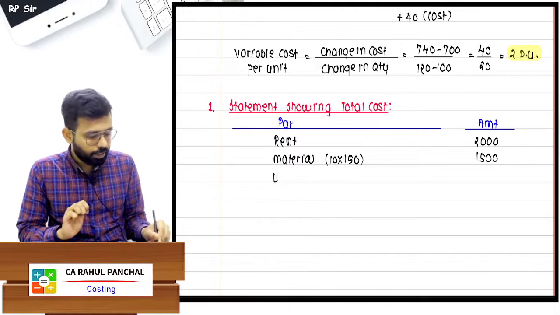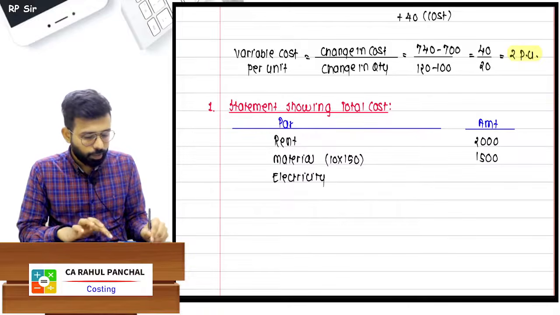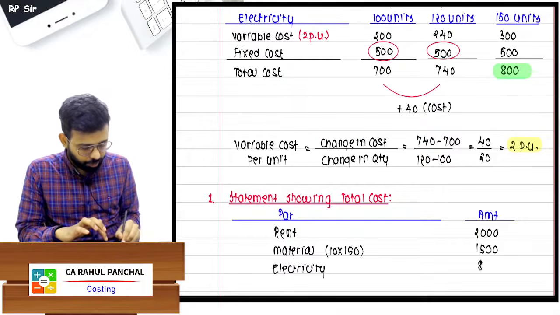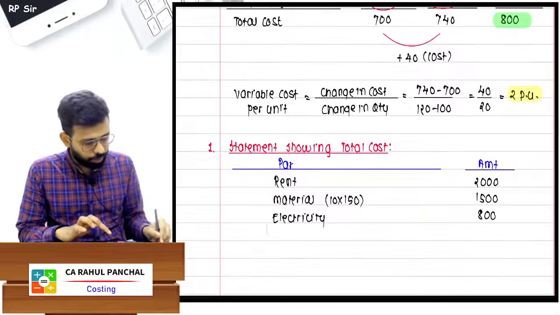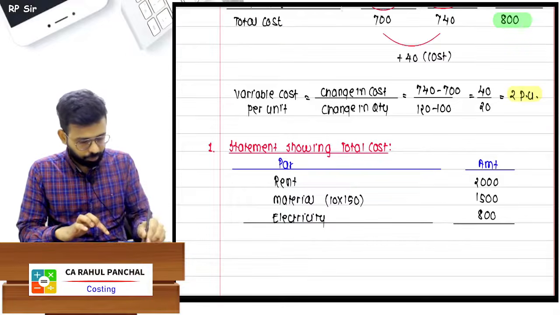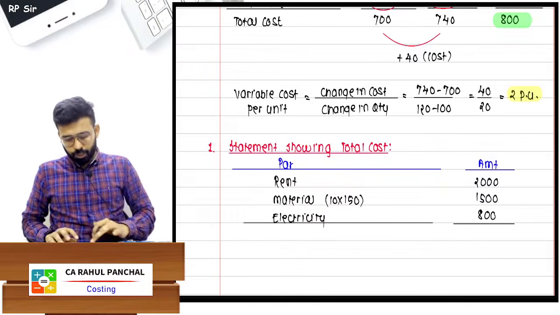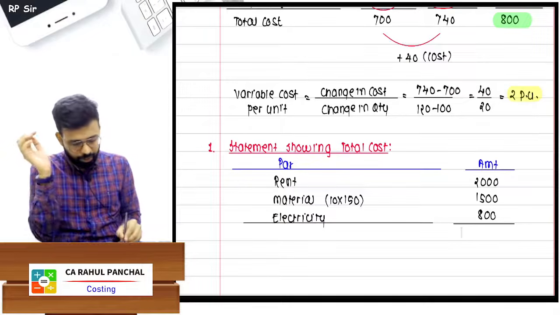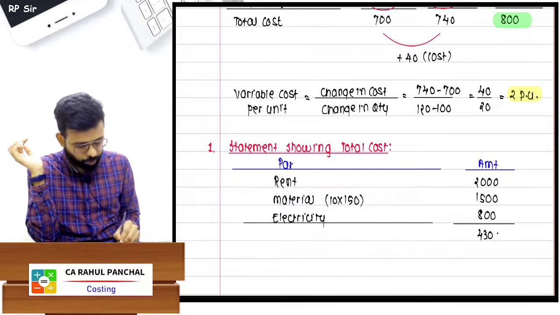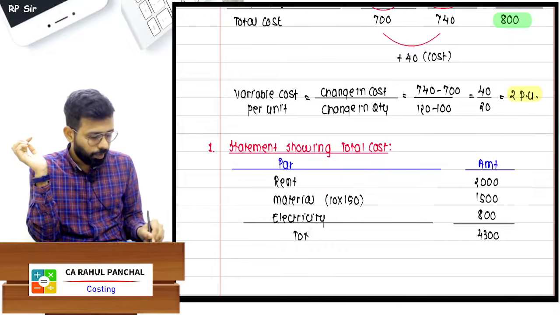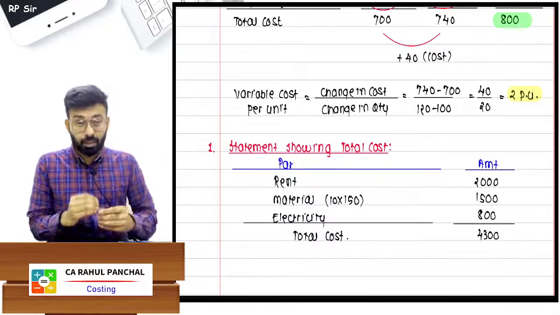And then there is the electricity. For that you can refer to the above working note and the cost is 800. If you refer to the above working note, just take the total: 2000 plus 1500 plus 800, and that becomes 4300 as your total cost. And we have completed this concept.